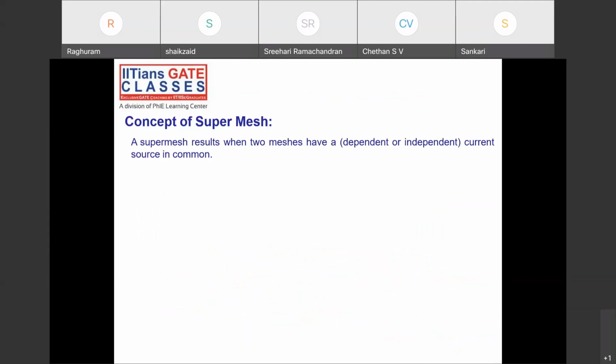Next, the concept of super mesh. Again, what is a super node? If there is a voltage source between two nodes, it's a super node. What is a super mesh? A super mesh results when two meshes have a common current source, dependent or independent.